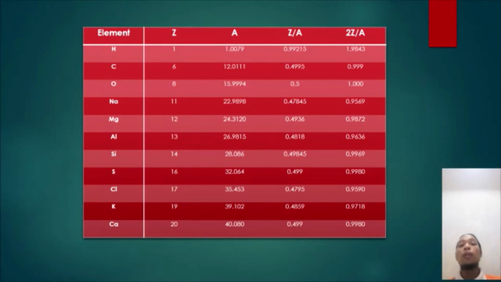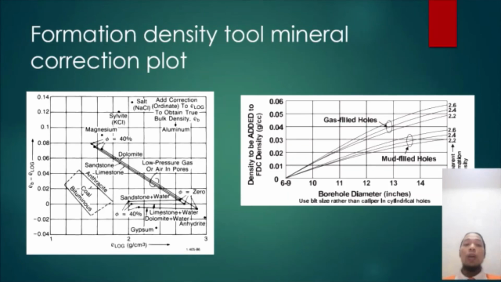This table shows the atomic number and mass data that are used to calculate the electron number density and bulk density. These are the types of elements that are commonly found in the crust. As you can see in the picture, it shows the formation density tool mineral correlation plot. The plot is an indication of assay performance in a validated analytical range, including the regression model, the slope of the line and intercept, and the correlation coefficient.